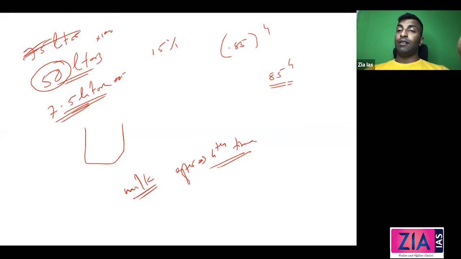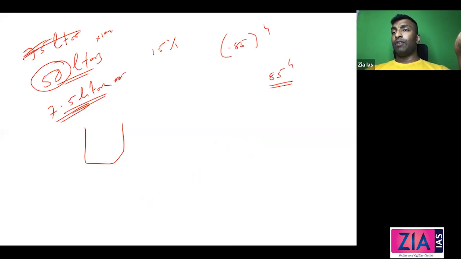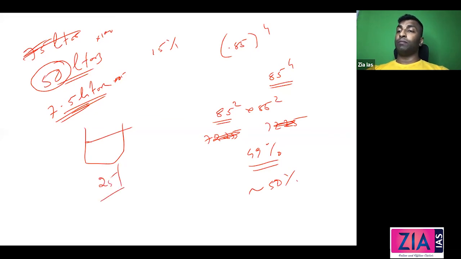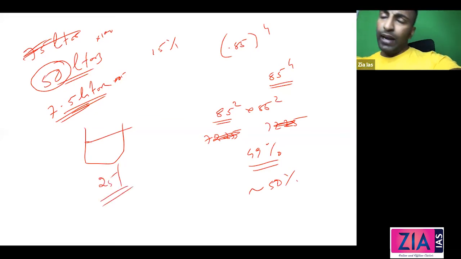And for finding squares faster, there are methods. Now what I'll do is I'll write it as 85 squared into 85 squared, right? And 85 squared is what? 7225, 7225. I ignore all these. For me, this is 7 into 7, 49% will be left. Close to 50% is left. So my answer will be something around 25 liters of milk. But that is a very fast calculation. By looking at the answer options, I can mark it as 25 liters. Balance.